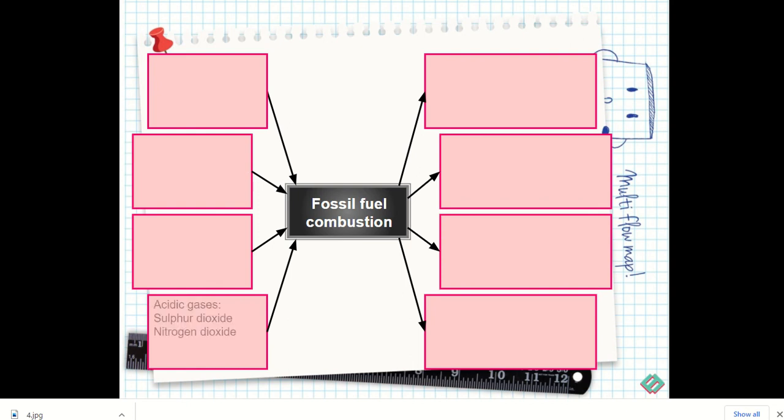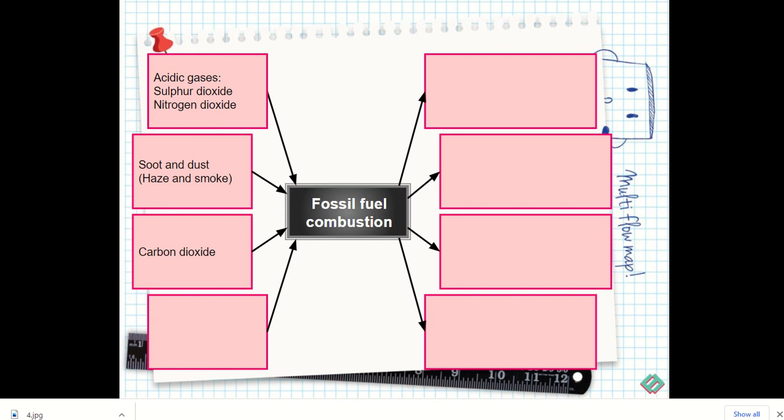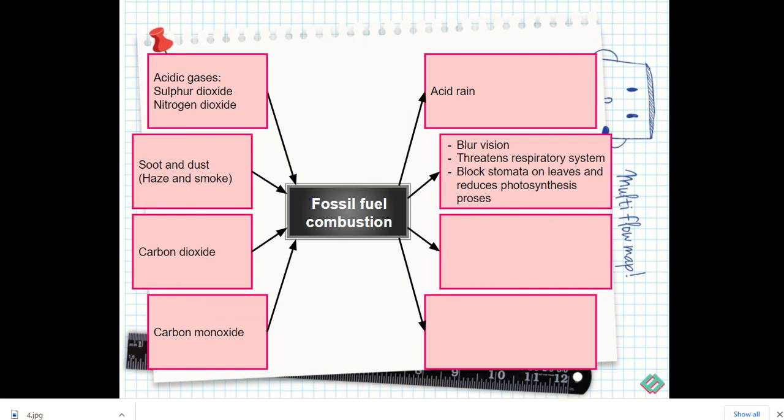Okay, and then we have fossil fuel combustion. Okay, soot and dust. So these are things that are in our environment. So the acidic gases just now can cause acid rain. So soot and dust can cause blurred vision and then threaten the respiratory system and block stomata on leaves and reduce the photosynthesis process. This happens immediately when there is haze.